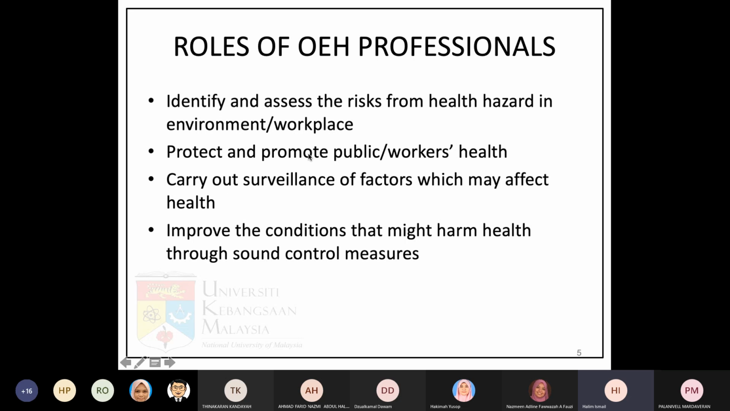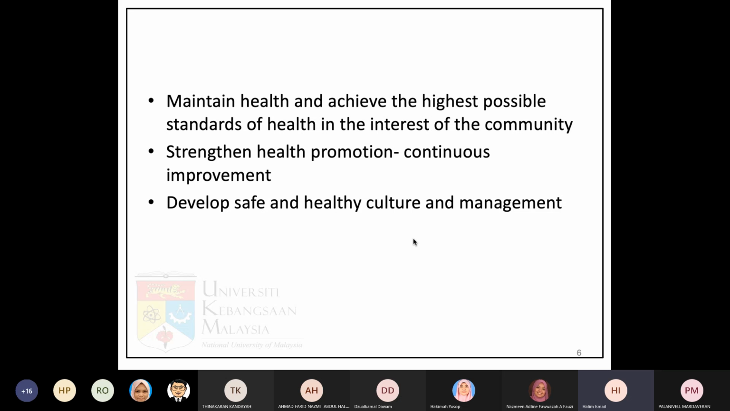So once you identify the hazard and you determine that there is a risk posed by that particular hazard, then you need to come up with control measures in order to protect the employees or the public from that hazard. Okay? Maintain health and achieve the highest possible standard of health in the interest of the community and strengthen health promotion. Health promotion is very important. Without health promotion, the information will not be able to disseminate into the community or within the workforce.